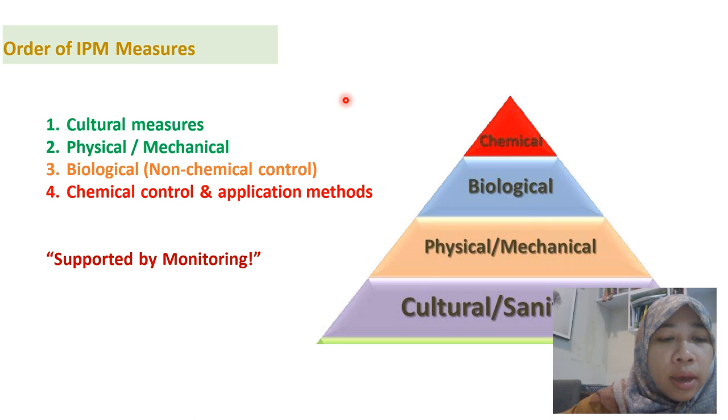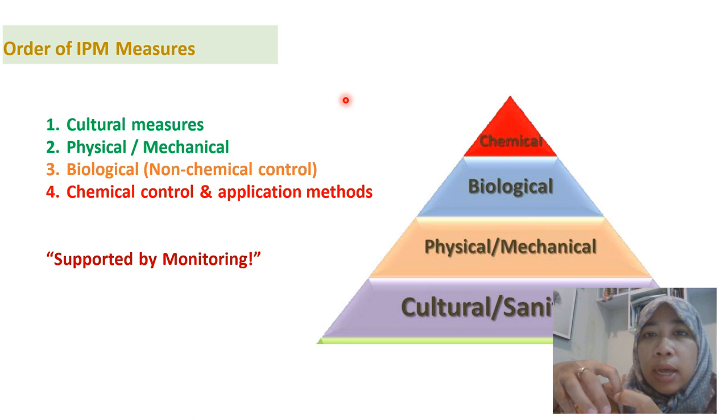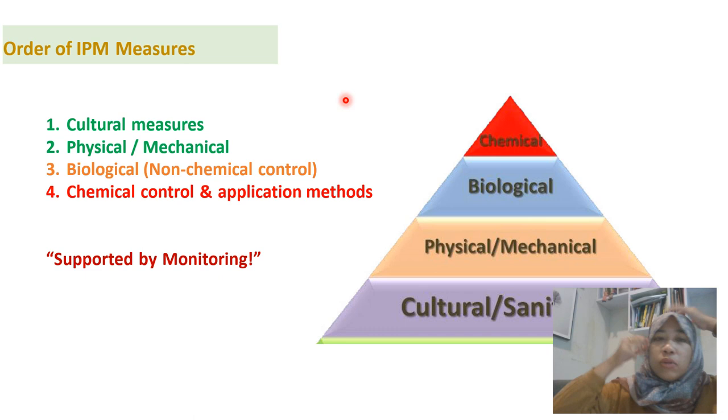For another mechanical control, for example, we can use netting or crop isolation, and we can use wrapping of fruit. For example, if we have a guava at home, we can wrap it with plastic. Why should we wrap it with plastic? We can prevent the fruit fly, fruit fly itu adalah lalat buah. That is one of the examples of how to control with physical and mechanical techniques.